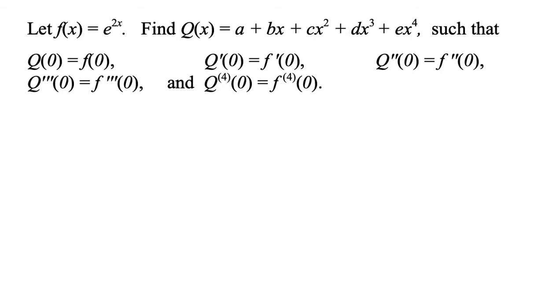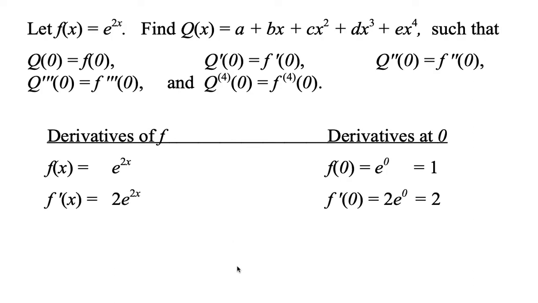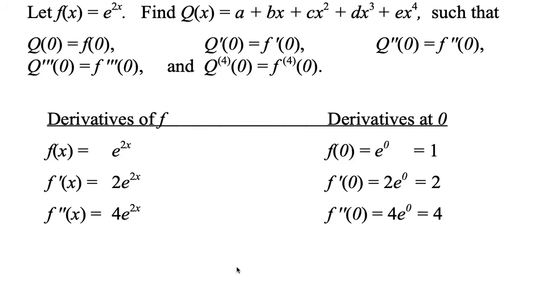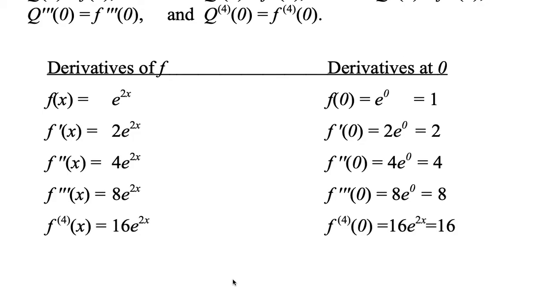First, let's find the derivatives of f and evaluate them each at 0. So first of all, since f is e to the 2x, f of 0 is 1. The first derivative is 2e to the 2x. Evaluating at 0, we get 2. The second derivative is 4e to the 2x. Evaluating at 0, we get 4. The third derivative is 8e to the 2x. Evaluating at 0, we get 8. And the fourth derivative is 16e to the 2x. Evaluating at 0, we get 16.